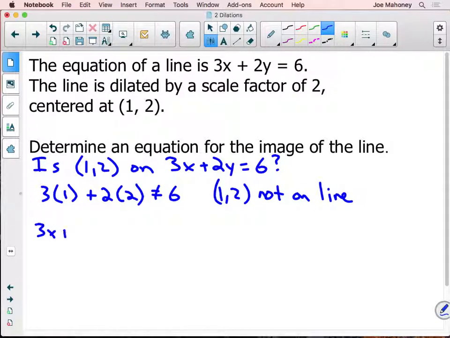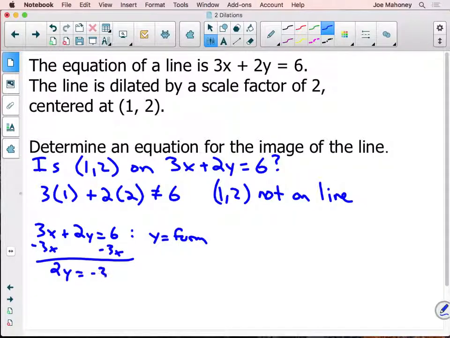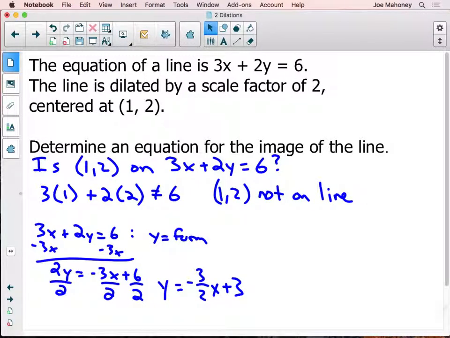I'm first going to take my equation 3x plus 2y equals 6 and put it in y equals form, because y equals form is easier to make parallel lines with. First, we're going to subtract 3x. Here's a little bit of algebra for you. I get 2y equals negative 3x plus 6. Divide everything by 2. So this equation is y equals negative 3/2 x plus 3. That's not my answer. Stop. Now I want to dilate this line.